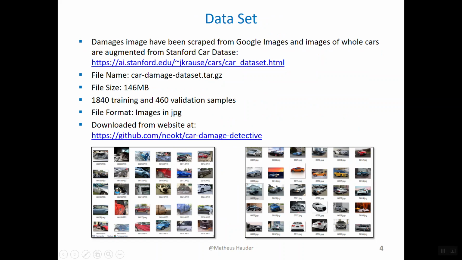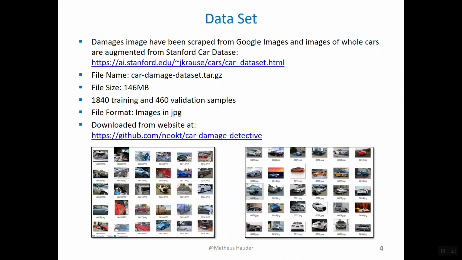So the dataset is about 146 megabytes large. It consists of 1,840 training and 460 validation images. 50% are damaged images, or damaged cars. The other 50% are whole car images. The file format is JPEG, and I downloaded the dataset from the referenced GitHub project of the car damage detective.